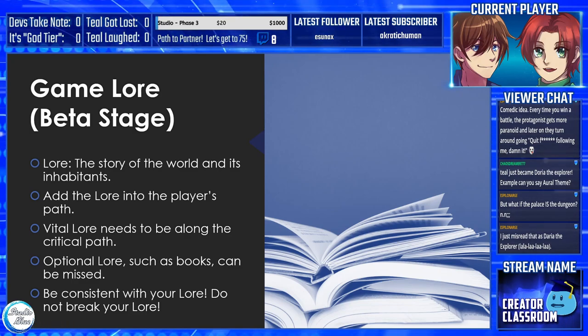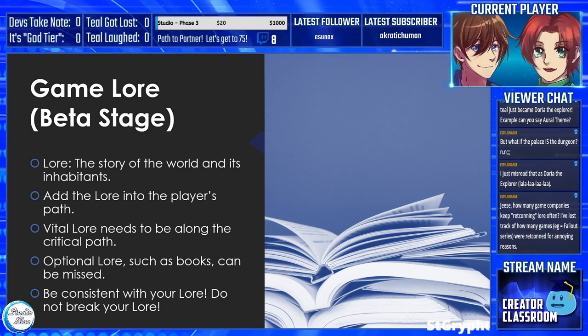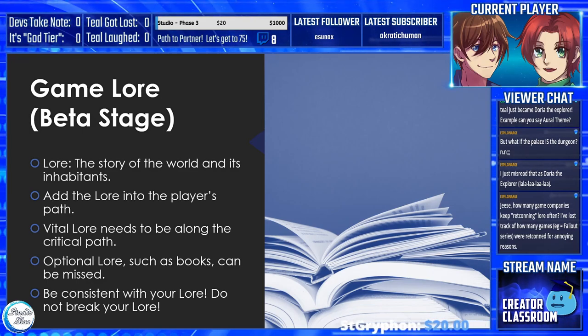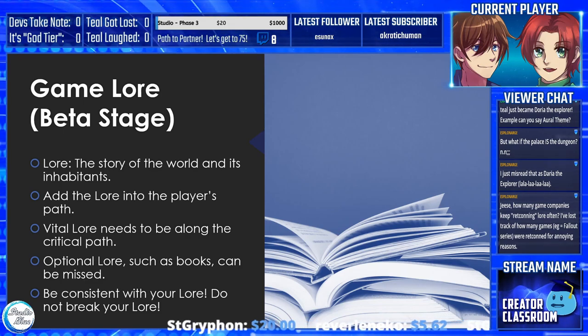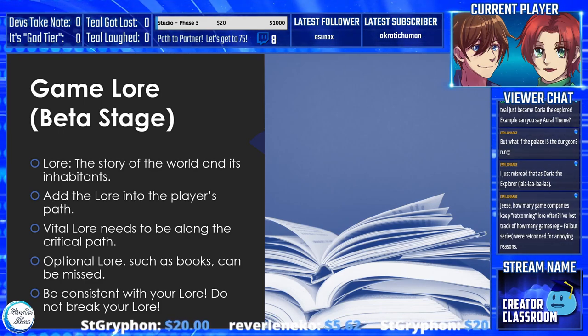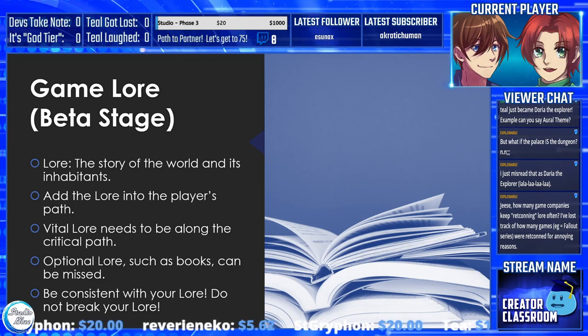Bethesda's amazing at using this. And if you want to write 100 books, you go right ahead and write 100 books. Dragon Quest XI does a great job of it too. You don't have to read all those red books, but it helps if you do.